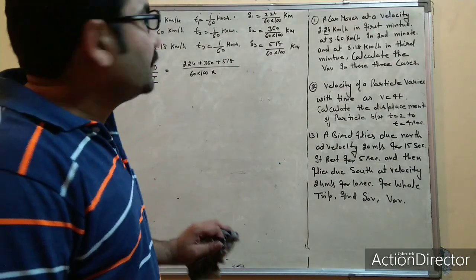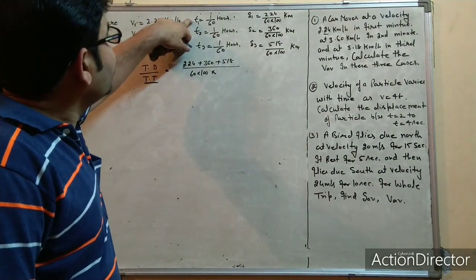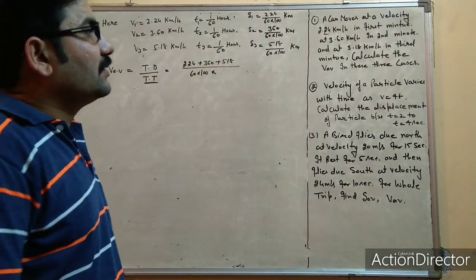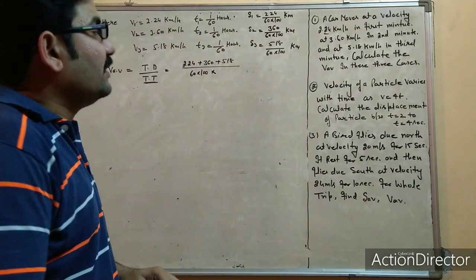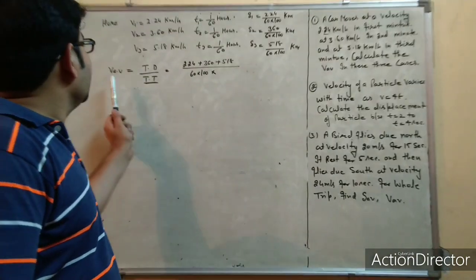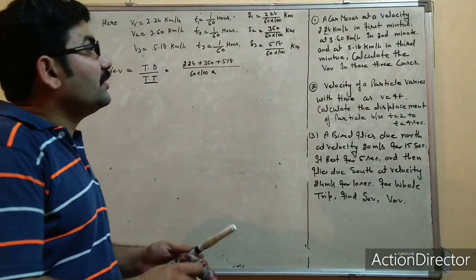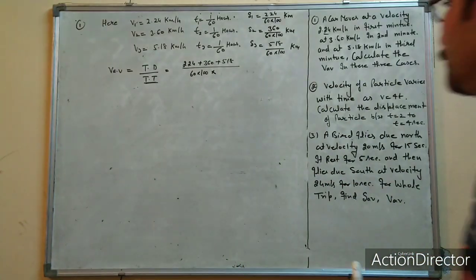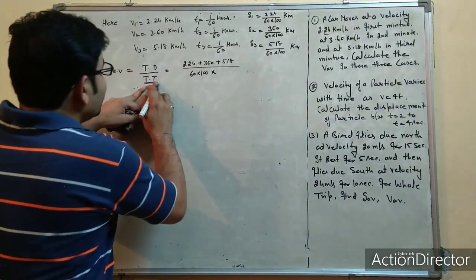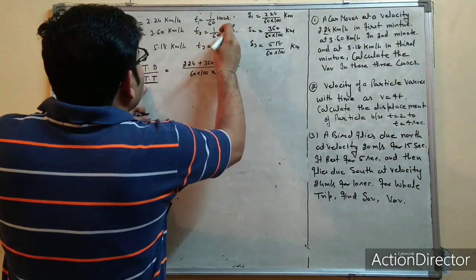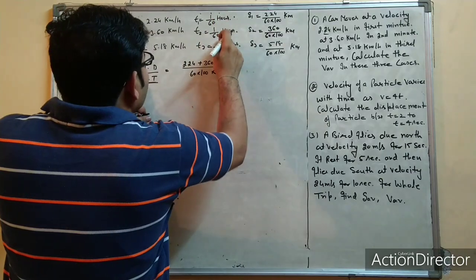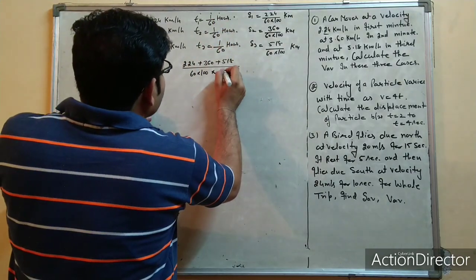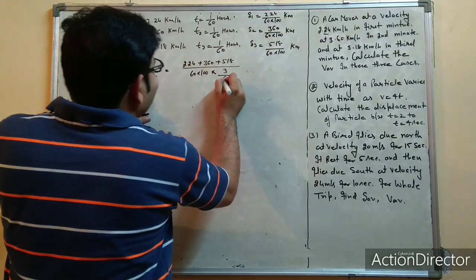Total time how much? This is in kilometers. Your answer, the average velocity, will be in kilometer per hour. And the total time: 1 minute, 1 minute, 1 minute means 1 by 60, 1 by 60, 1 by 60. That means 3 upon 60.